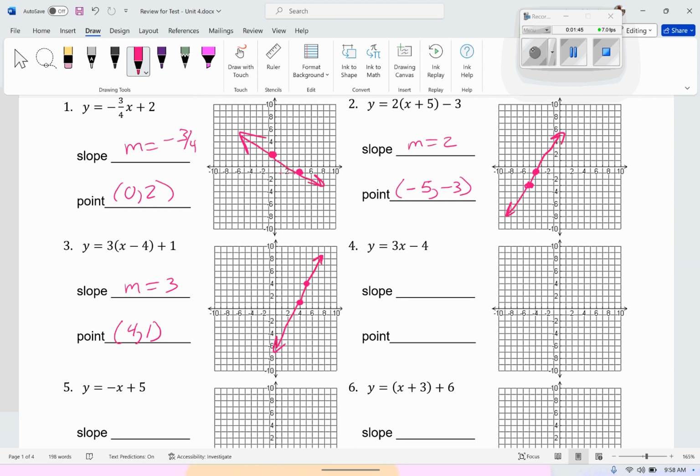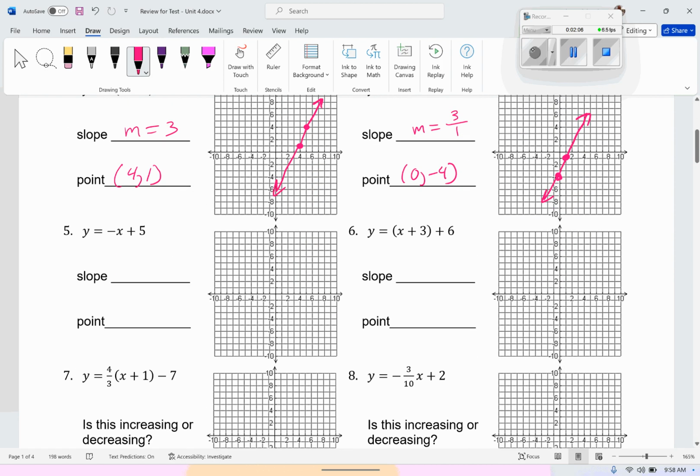Next one is in slope-intercept form. So my point is going to be 0, -4, and my slope will be 3, or 3/1. So plot 0, -4 first. From that point, you're going to go up 3, 1, 2, 3, right 1. Connect the dots to each other. Put an arrow on both sides of your line.